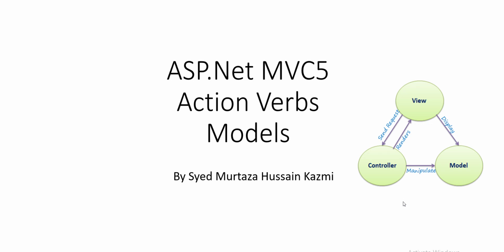The action name attribute is used to specify a different name for an action than the method name. The non-action attribute marks a public method of a controller class as a non-action method. It cannot be invoked by clicking on any event from the view side. So let's see what action verbs are.